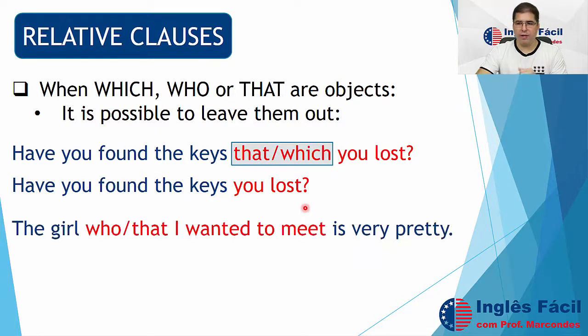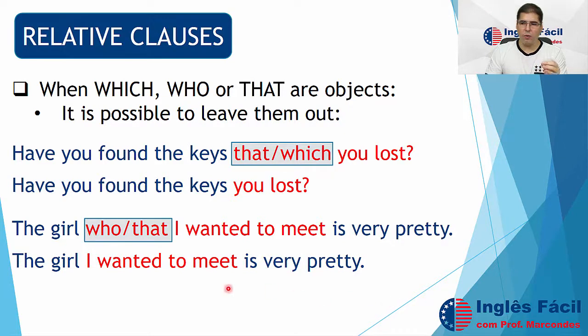And when we have people, for example, what we saw previously, the girl who I wanted to meet is very pretty. The girl that I wanted to meet is very pretty, okay? Now, in this case, again, who and that are replacing an object. How can I know that for sure? Who wanted to meet the girl? I wanted to meet the girl. Look at the subject here. The subject is I, okay? So, I can leave who or that out in this case. For example, the girl I wanted to meet is very pretty. Again, we have three options.